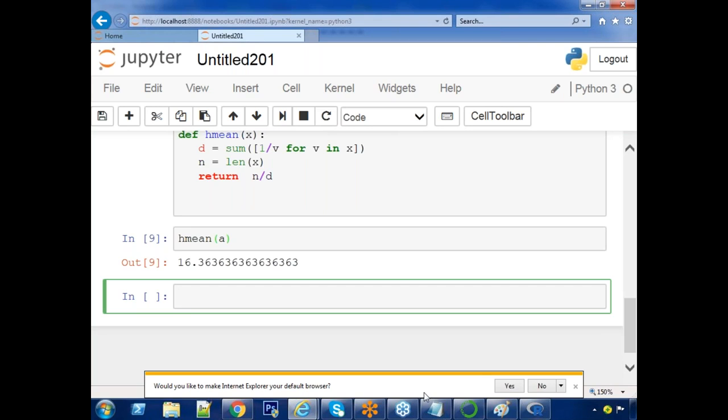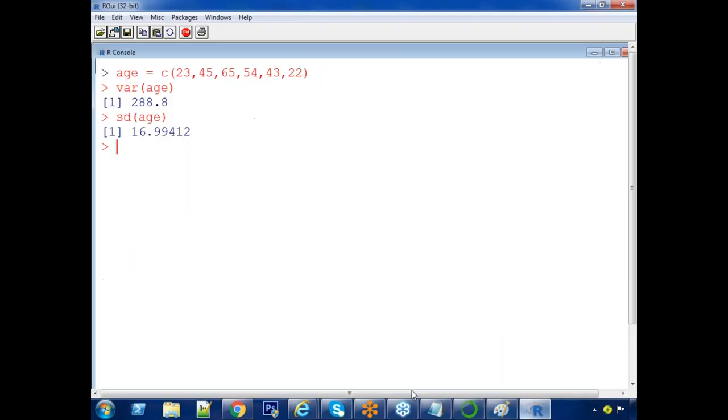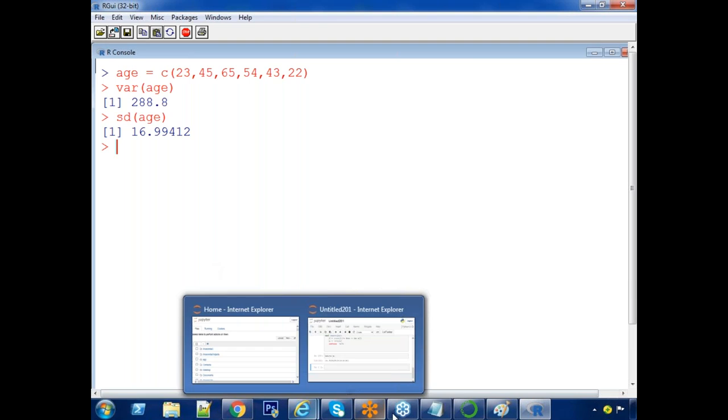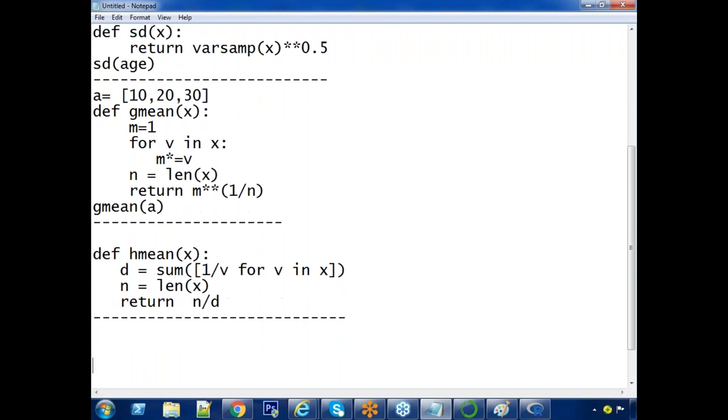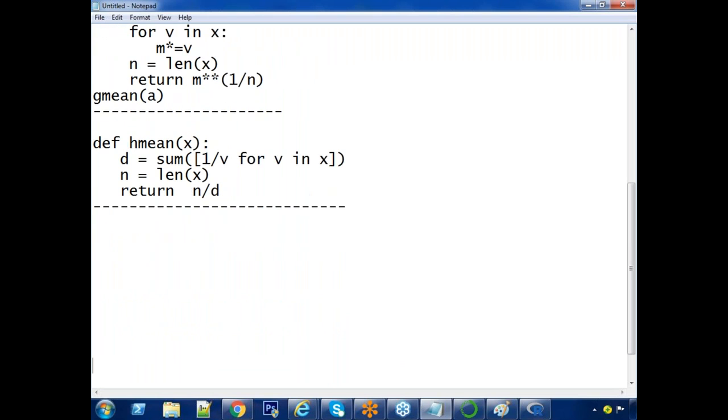At the same time, I want a single function, sir. A single function should return all these things: your arithmetic mean, geometric mean, harmonic mean, whatever you want, you can take it. Each mean has its own importance. Whatever you want, you can take it.